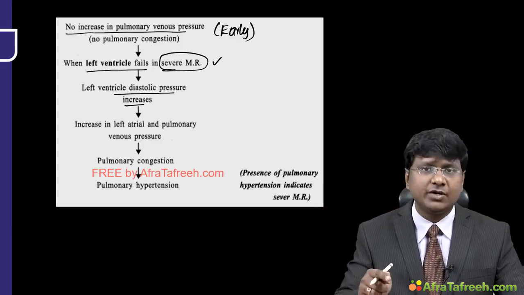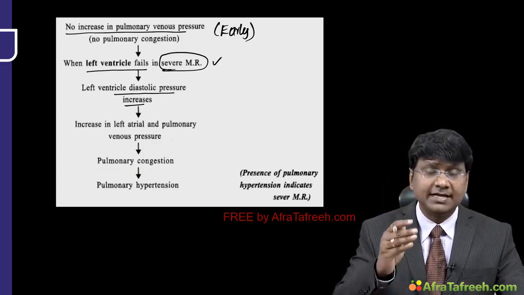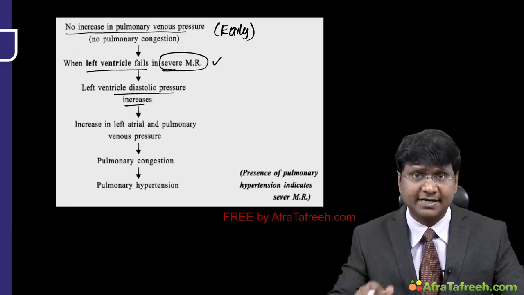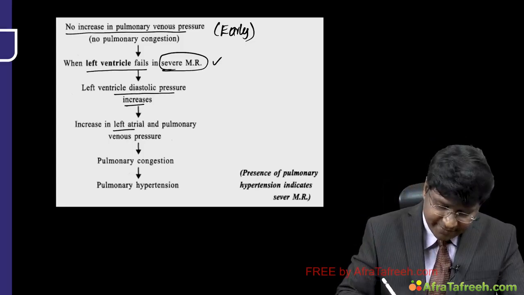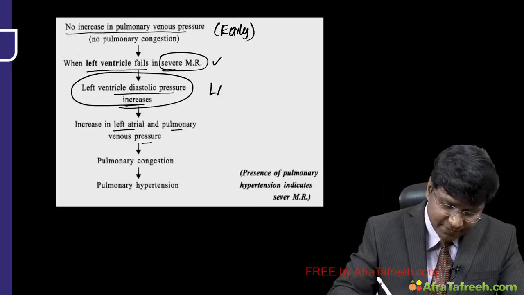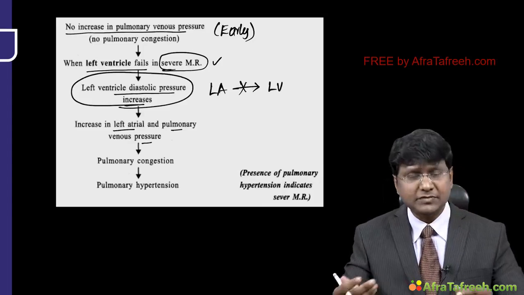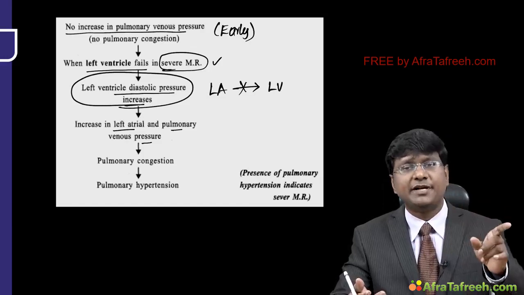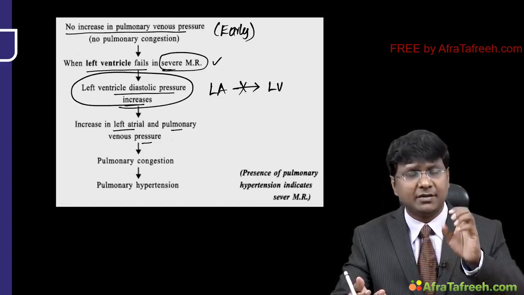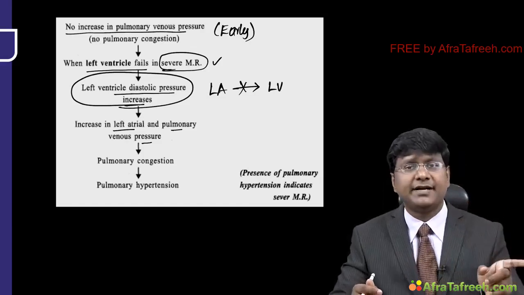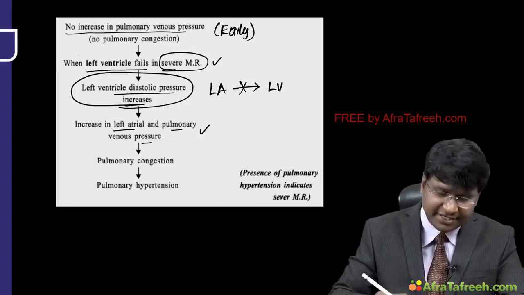When left ventricular end diastolic pressure increases, the left ventricle is not in a position to receive that large quantity of blood coming from the left atrium. So an increase in left atrial and pulmonary venous pressure occurs. LA cannot send the blood to LV comfortably, so LA pressure increases. As the mean left atrial pressure increases, that will be transmitted to the pulmonary veins, because you don't have any valves between the pulmonary veins and the left atrium. So the pressure is reverted back into the pulmonary veins, and thereby the pulmonary venous pressure increases.